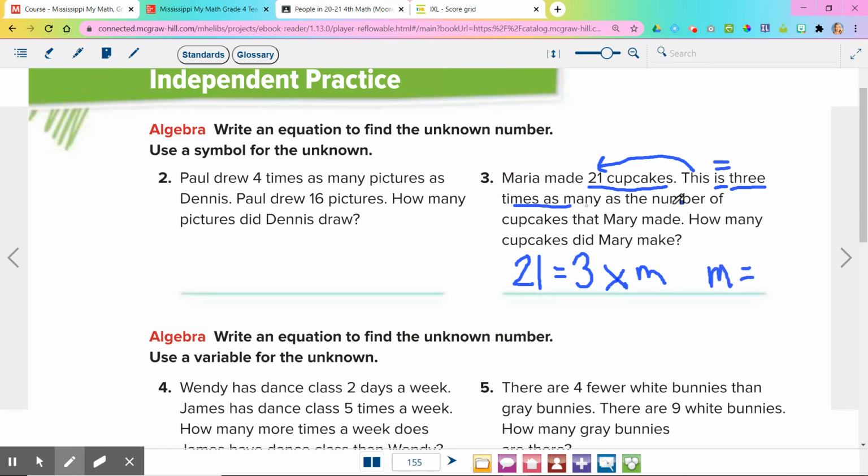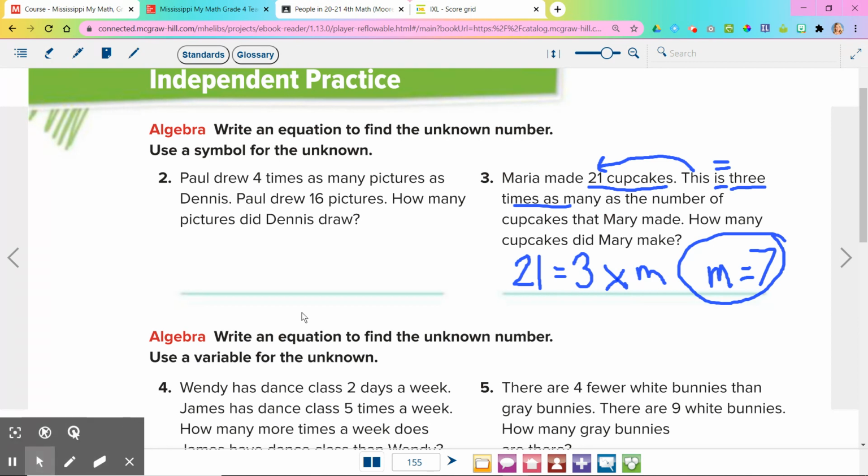So even though this says times, I have to understand that I could also use the inverse operation of times, which is division. So if Maria made 21, and that is 3 times the number of cupcakes that Mary made, I have to divide by 3 instead of multiply by 3. And so 21 divided by 3 is 7. So Mary made 7.